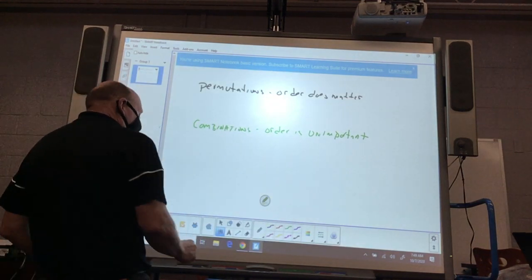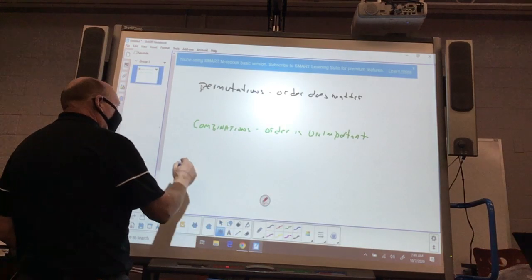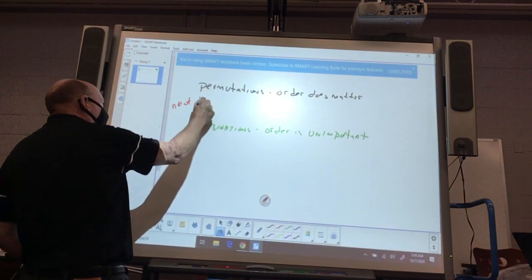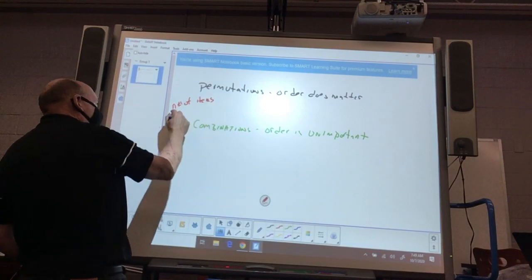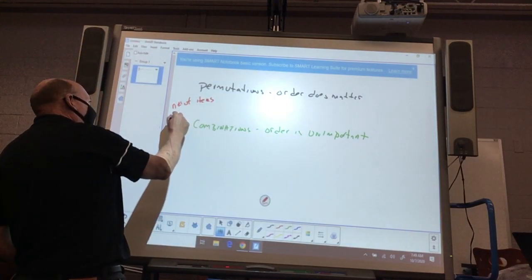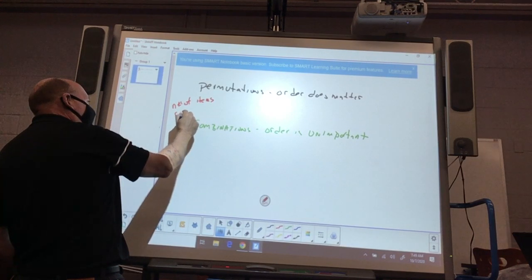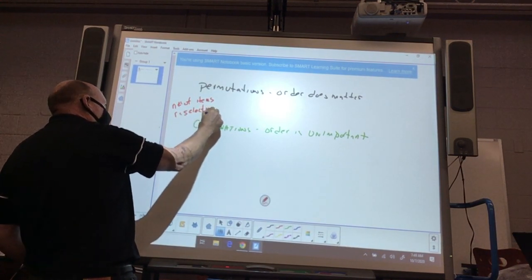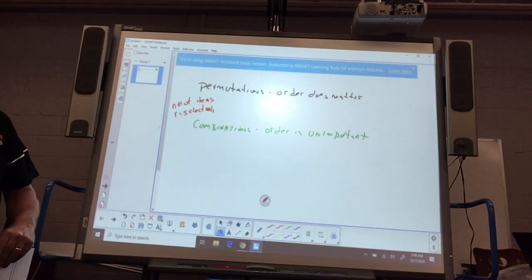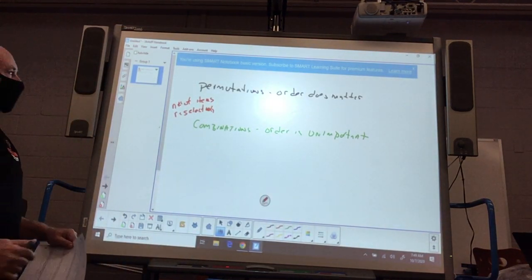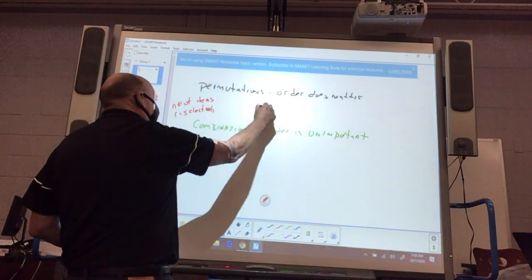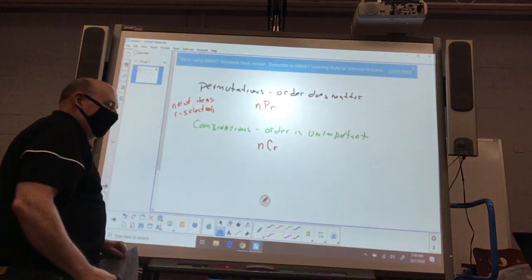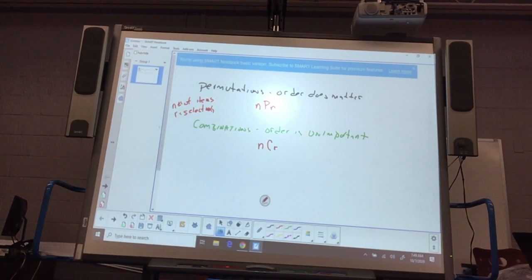You have n number of items, and you're picking or selecting r number of items. You're selecting r number of items out of n. So we have nPr or nCr. And we talked about yesterday how we can deal with them.